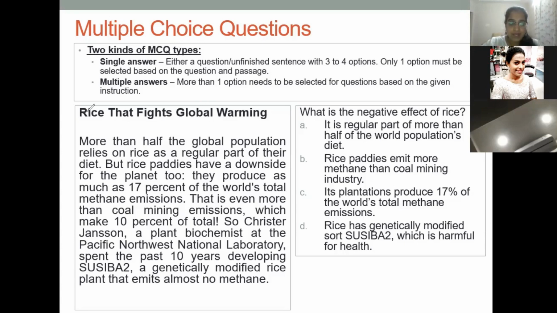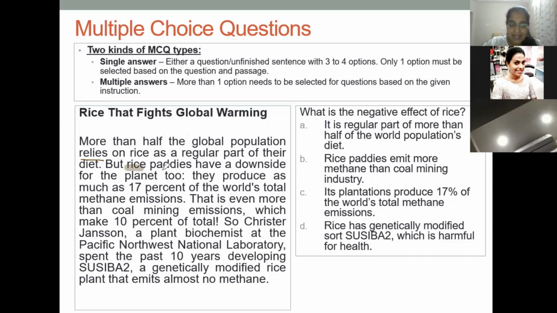Okay. It says, rice that fights global warming. I'm reading the first line carefully and then marking the striking words. More than half the global population relies on rice as a regular part of their diet. So what are they saying? Maximum people across the globe consume rice.